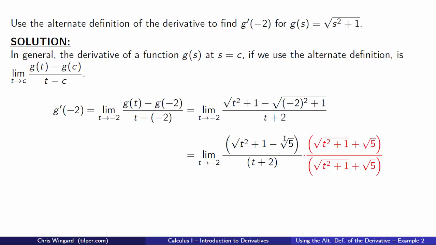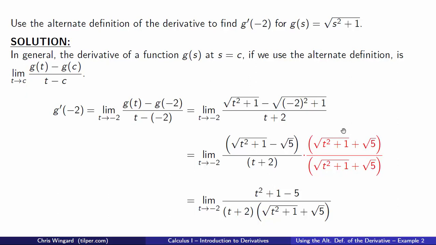So in the top, we're going to FOIL. And in the bottom, we want to leave the bottom factored. So in the numerator, what happens is we have first, outer, inner, last. Outer and inner cancel because we have plus root 5 times this, minus root 5 times that same thing. So those cancel. But for the first, we have square root of t squared plus 1 times square root of t squared plus 1. So we end up with the square root of t squared plus 1 squared, which just gives us t squared plus 1.